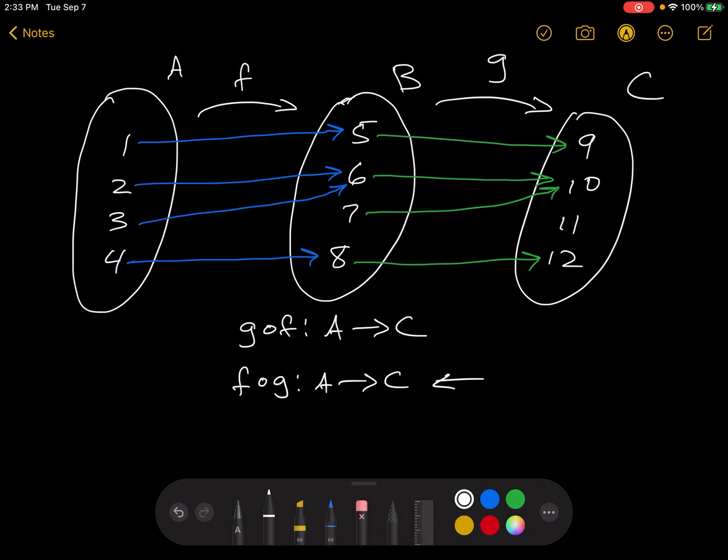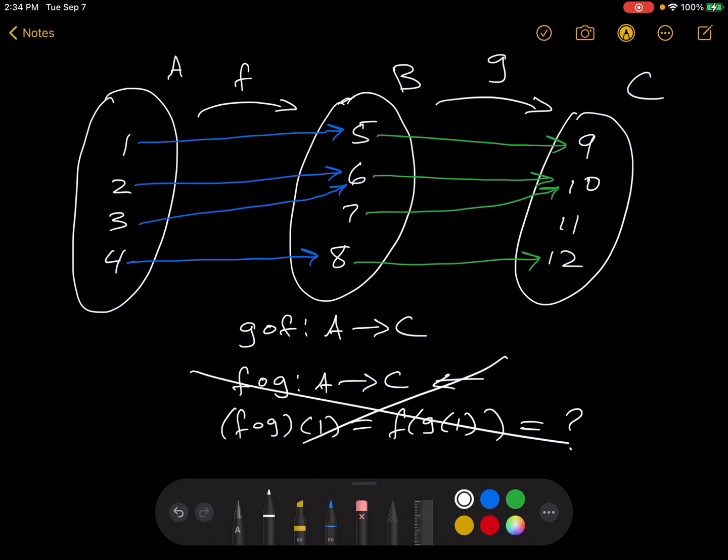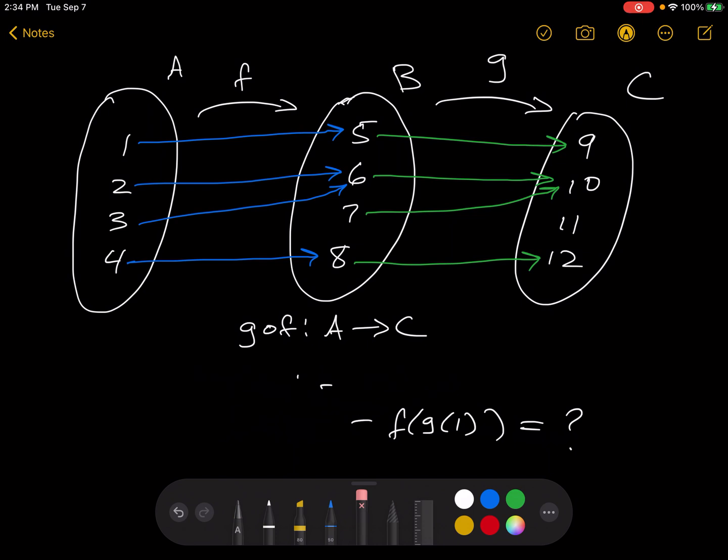And so let's see, what would F composed with G of 1 be? Remember, F composed with G, this is F of G of 1. Well, what would that be? Notice that the domain of G is 5, 6, and 7. 1 isn't even in the domain of G. So this way doesn't make sense. It just doesn't make sense. So that's why we don't do it that way. We do it the way that makes sense.